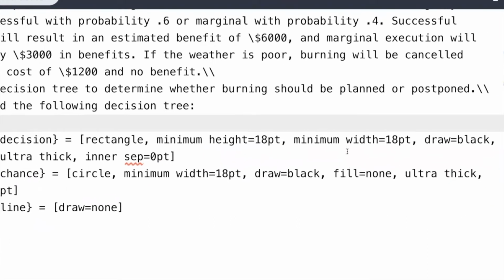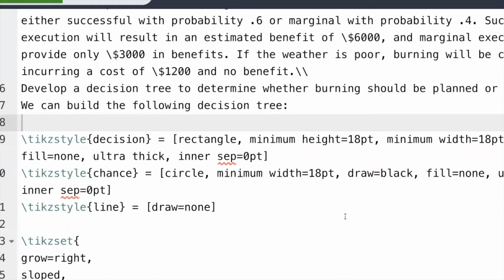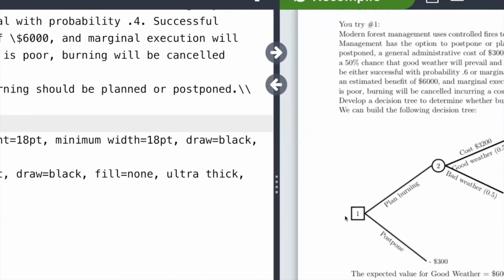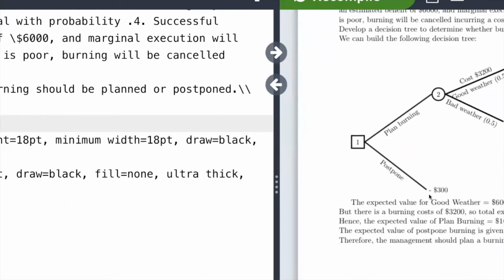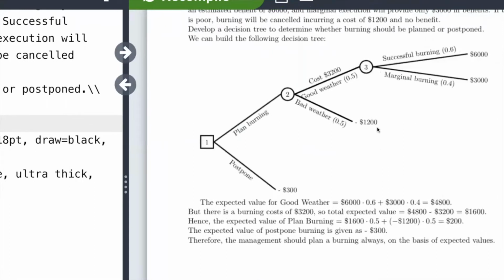I'm gonna show you this in a little bit. This is how the chance looks like. So for chance in the Tahoe book, it was a circle, so I kept the same notation, and the one that is called a line, there is just nothing, it's just empty, which would correspond to like the final leaf, like right here, here, and here.